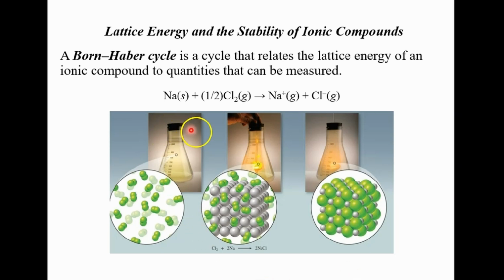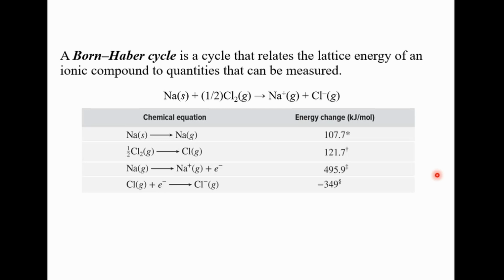Here you see kind of a violent reaction where you have sodium metal, it's not really accurately depicted in this, and chlorine gas reacting. You can see a lot of heat given off there. So the Born-Haber cycle is a cycle that relates lattice energy of an ionic compound to quantities that can be measured. We can measure the amount of energy it takes to vaporize solid sodium into a gas. It takes that much energy. Here we can measure how much energy it takes to break apart a diatomic molecule of chlorine.